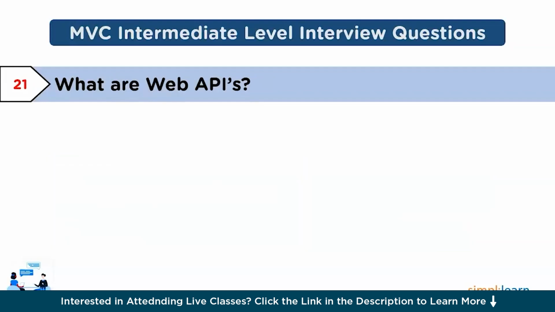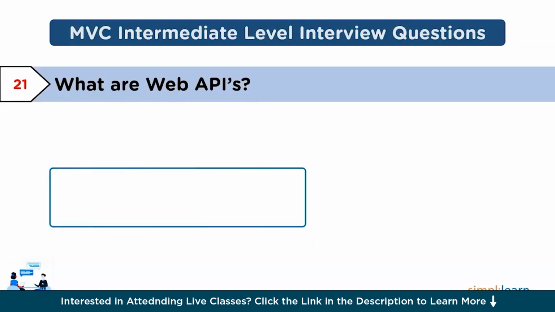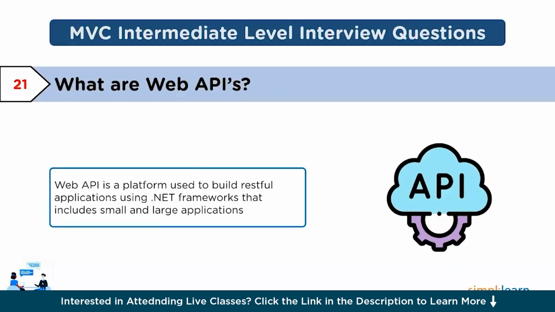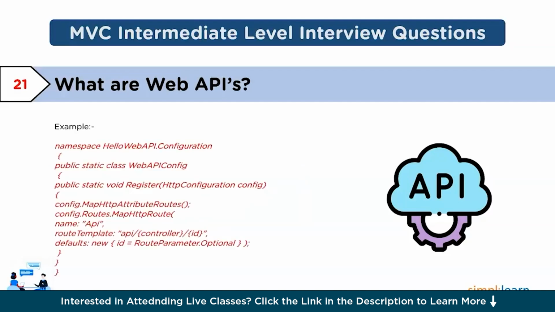What are web APIs? Web API is a platform used to build RESTful applications using .NET frameworks that include small and large applications for devices, tablets, and mobile devices. Here is an example for web APIs. This is a basic program to add the configuration of web API in the configuration folder of the MVC application using the name WebApiConfig.